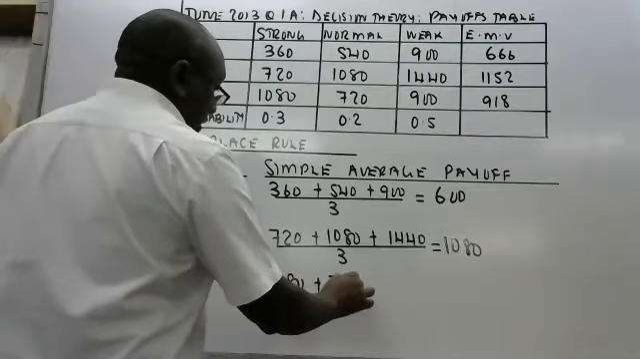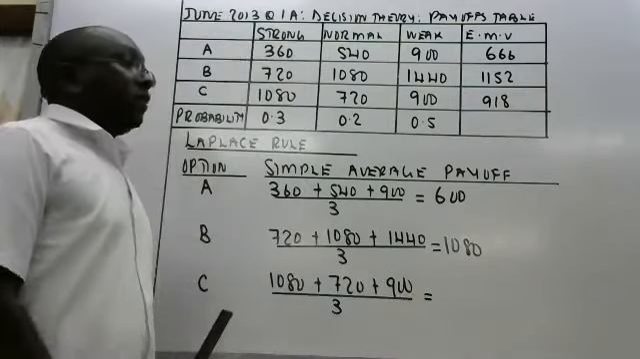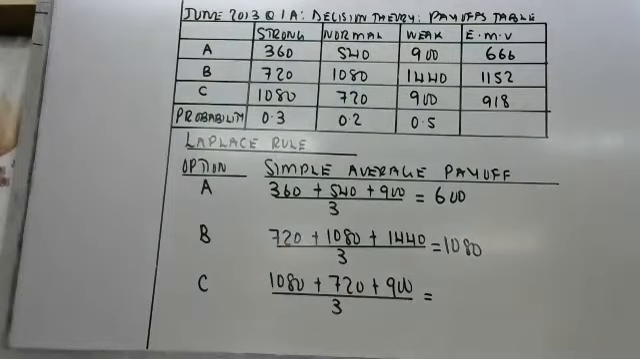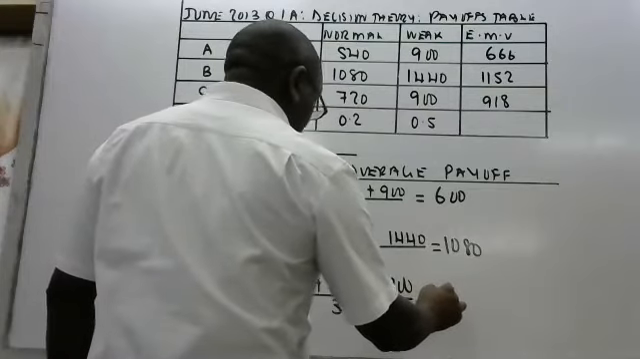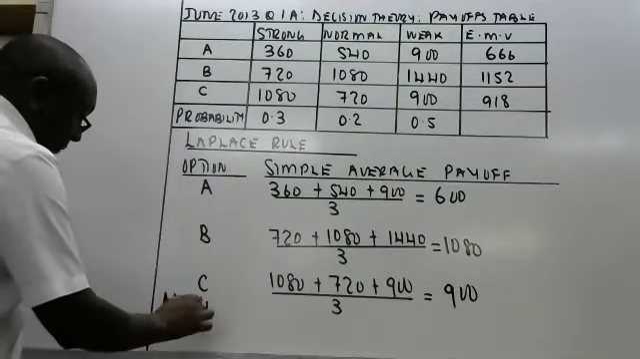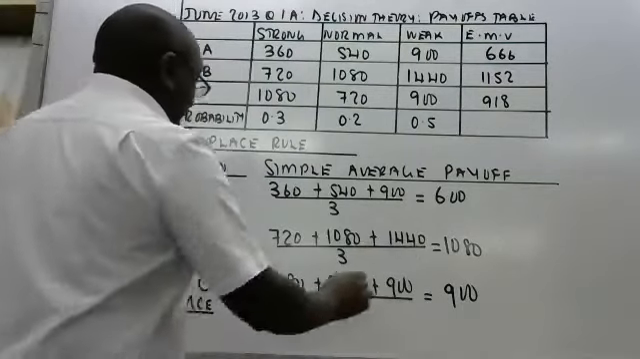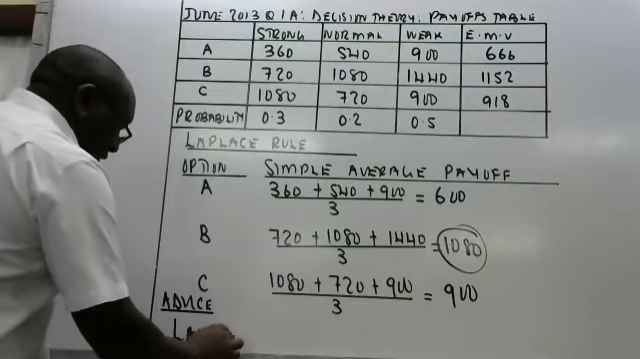Then C, you do the same thing: 1080 plus 720 plus 900. You divide by three. The answer is 900. We also go for the highest here, so the advice is they should launch product B.